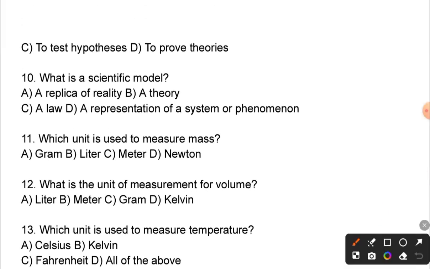Which unit is used to measure temperature? Unit used to measure temperature: Celsius, Kelvin, Fahrenheit. 13 is D, all of the above.